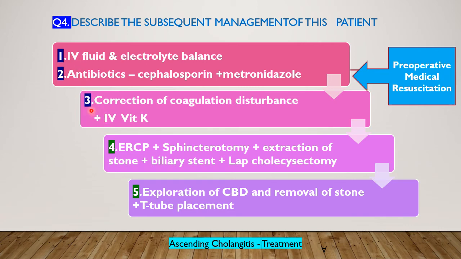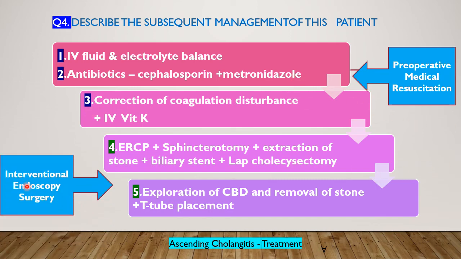Once this resuscitative phase is completed and the patient is stable, then we look at the second part of the treatment, which is the interventional endoscopy or surgical procedures. The interventional component is the ERCP, sphincterectomy, and extraction of the stone with or without the placement of a biliary stent. If the patient has got concurrent gallstones in the gallbladder, a laparoscopic cholecystectomy is undertaken if the patient is fit. Otherwise, it has to be deferred to a slightly later date.